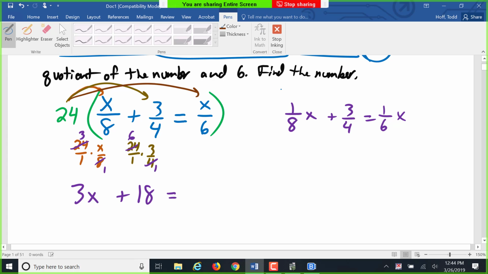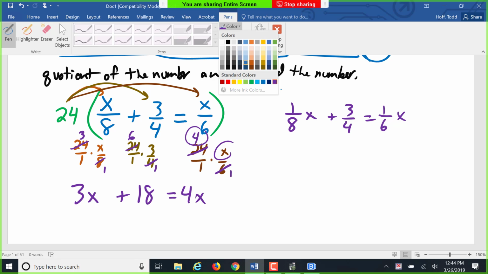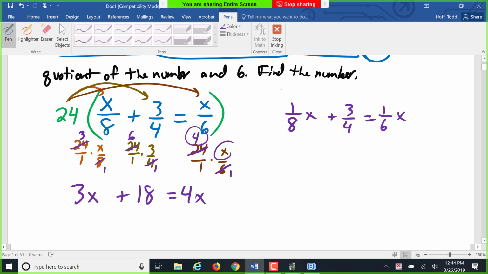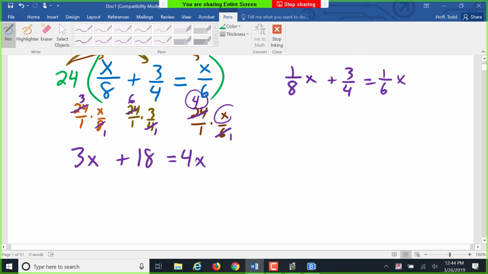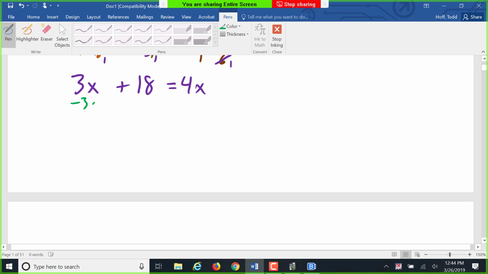24 times x over 6. So 24 over 1 times x over 6. I can cross cancel the 6's. 6 divided by 6 is 1. 24 divided by 6 is 4. 4 times x is 4x. What do we do from there? Subtract 3x. Good. To get 18 equals x, and that's it. We're all done.